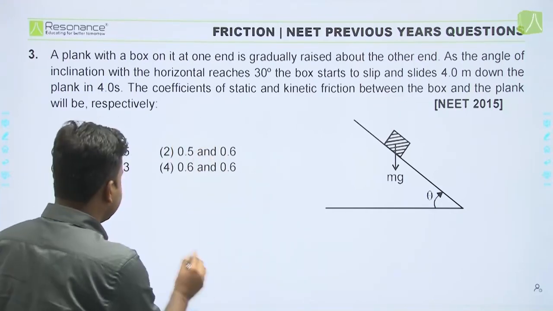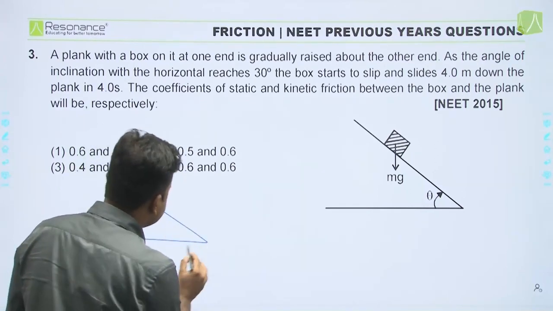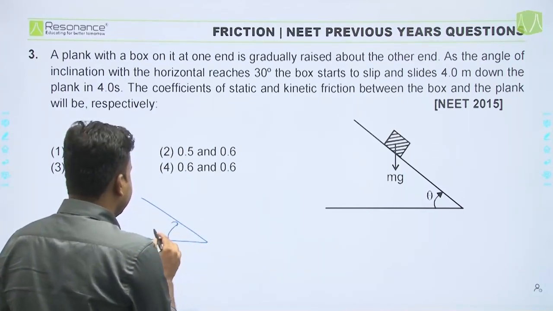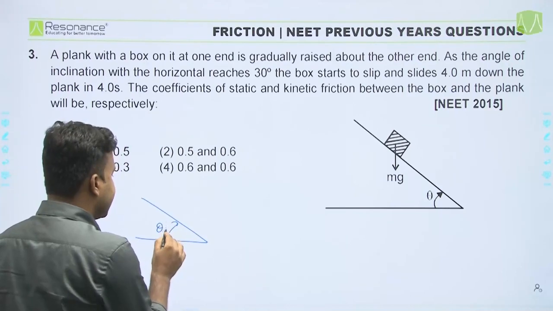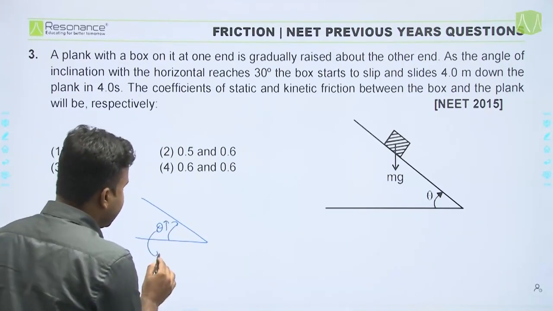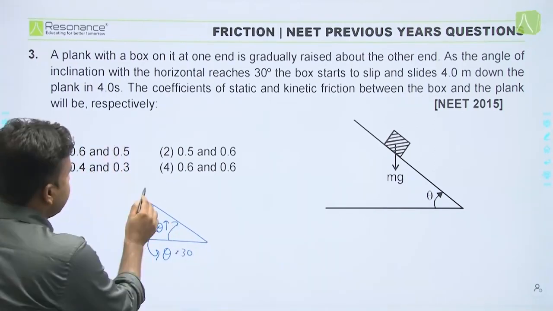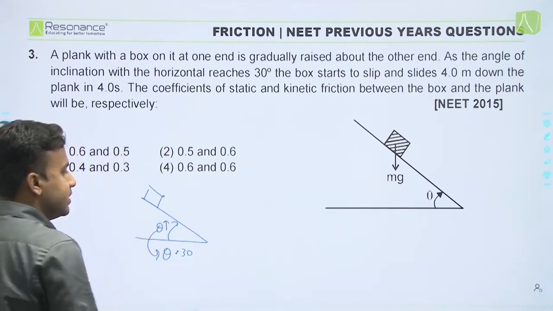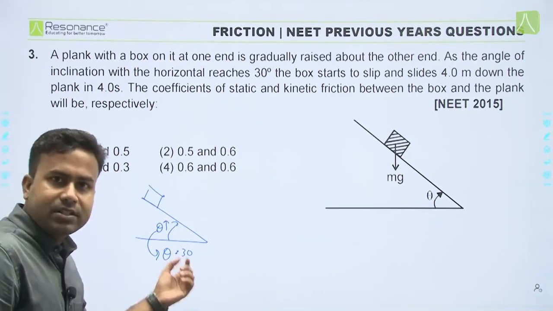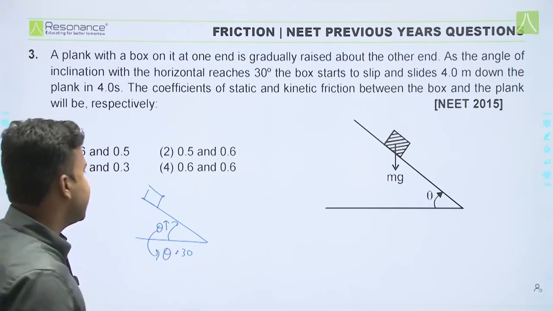So at 30 degrees it starts sliding. We increase the angle, and theta is increasing continuously, but at theta equal to 30 degrees, it starts sliding. It means the block present here starts sliding at this point. It means this is the condition of maximum static friction.